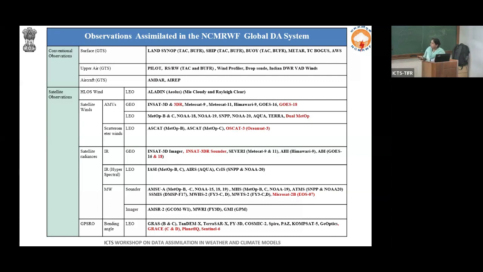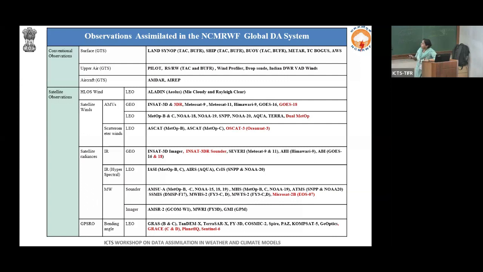Then we have the satellite winds, and the red color shows the data we recently added in our operational system. INSAT-3D was already there, and INSAT-3DR imager and imager sounder and the AMVs we recently added, and GOES 18 also we added recently, and dual Metop winds that we added recently, and OSCAT-3, the OceanSat-3 satellite, that is the latest scatterometer mission by ISRO, that also we did. Now it is operationally assimilating.